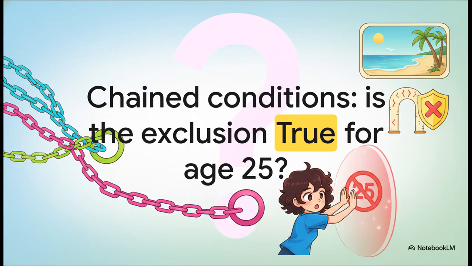We're stepping things up with a cool concept called chaining. See, you aren't limited to just 2 conditions in JavaScript. You can actually chain as many as you want. Let's say our holiday company suddenly decides, you know what, we actually don't want 25-year-olds anymore. Notice how we've added a third OR condition here, specifically targeting age 25. If we run our 25-year-old through this new, longer chained exclusion, does it return true or false?